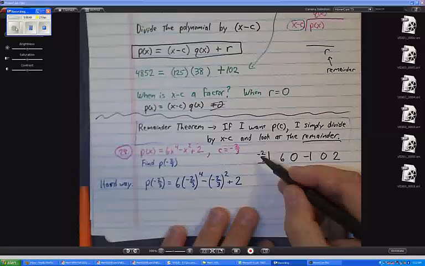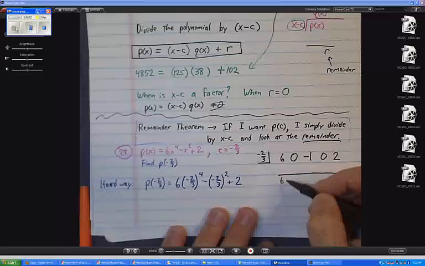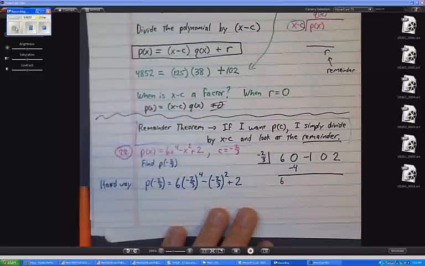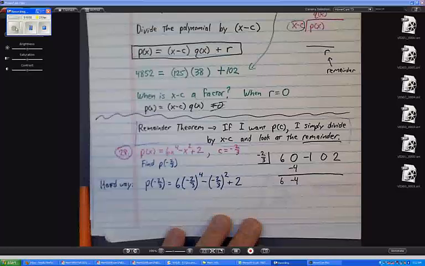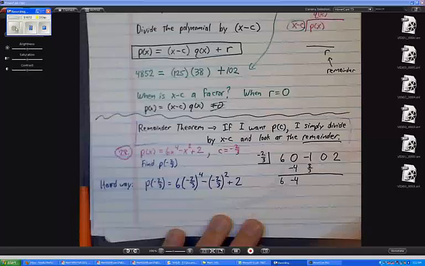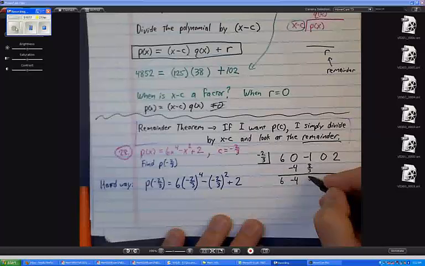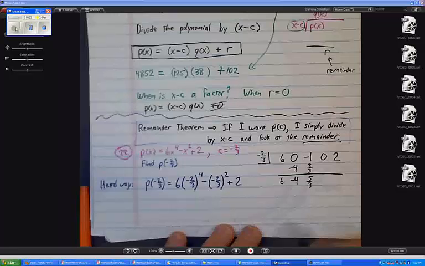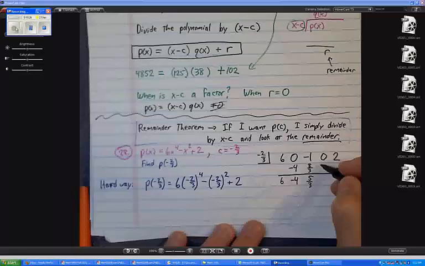I'm going to multiply. Negative 2/3 times 6 would be negative 4. I'm going to add. I'm going to multiply. Negative 4 times negative 2/3 is going to be, well, it's going to be positive, right? 8/3, okay. Now, 8/3 and -1, that's 8/3 and negative 3/3, so I can write that as 5/3. Okay? 5/3 times negative 2/3, I guess that'd be negative 10/9.